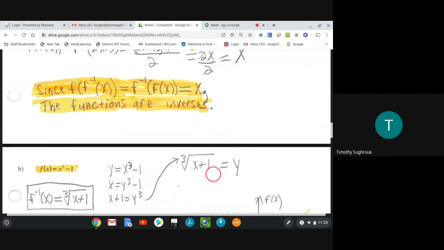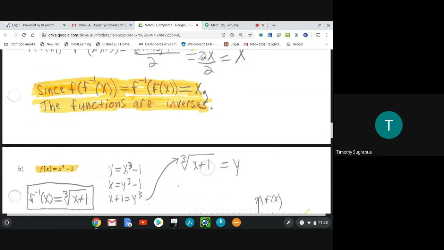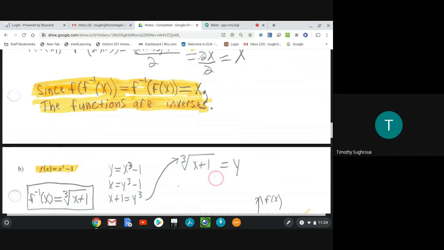Now just think about it. It seems to make sense, right? If I plug something into this function, I'm going to cube it and then subtract 1. So it would make sense that the inverse would be add 1, the inverse of subtracting 1, and then take the cube root. It's just the same functions in opposite order, the opposite functions in opposite order. But let's check. We want to check these composites.